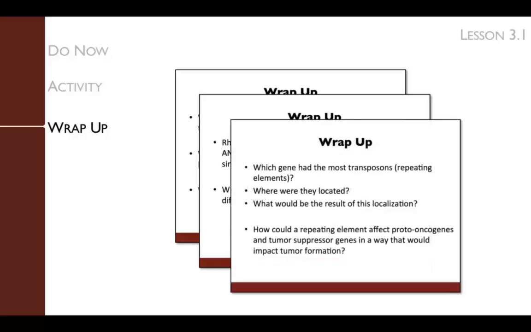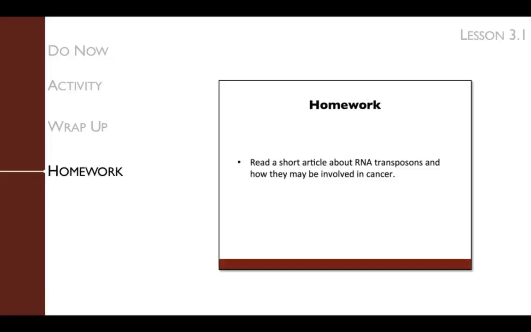Finally, students should now be able to deduce the relevance of transposons to cancer. If a transposon acts as a promoter and lands near a proto-oncogene, it can switch the gene on. Conversely, if a transposon lands in the promoter of a tumor suppressor, it can switch the gene off. For homework, have students read a short article from The Scientist about RNA transposons and how they may be involved in cancer.